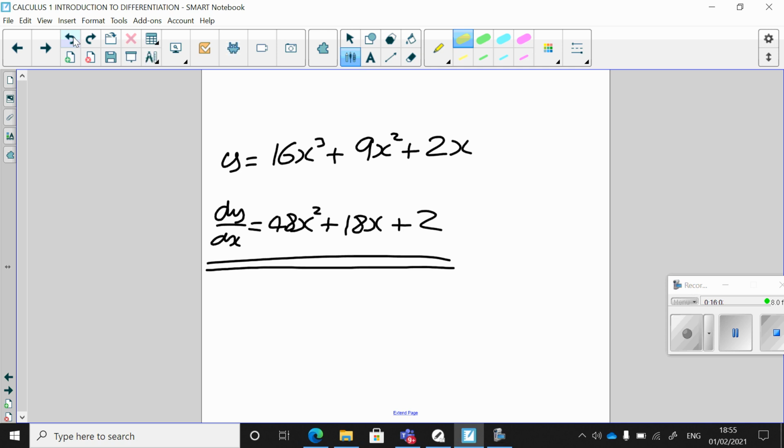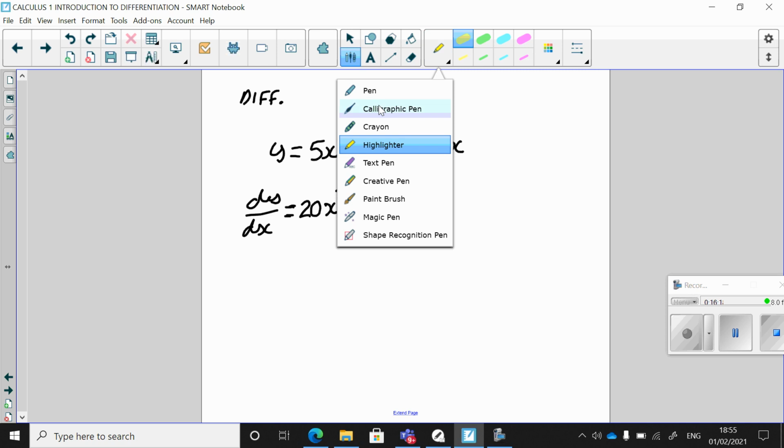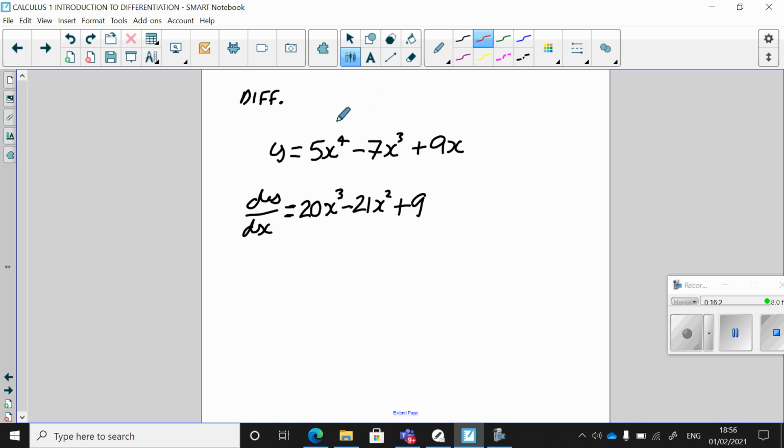Right, hopefully this is not too challenging. Hopefully we can see what's happened here. I just want to go through it because I've showed you the answer as well as the question. So in the first one, 4 comes down to multiply the 5, that's how we get the 20. 4 take away the 1, that's how we get the 3. That's what happened there.